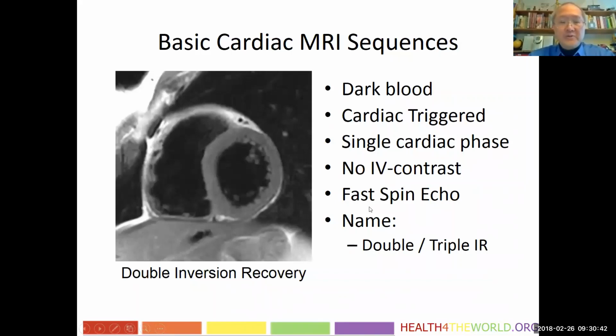Usually it is imaged with a fast spin echo type of readout, but the front part of it is called double inversion recovery. Sometimes you'll see the word triple inversion recovery, which is essentially a fat suppressed version of a double inversion recovery. So here's an example where you can see that fat in a double inversion recovery is pretty bright and the myocardium is gray, intermediate intensity. So it does give you a fairly T1 look of the heart.